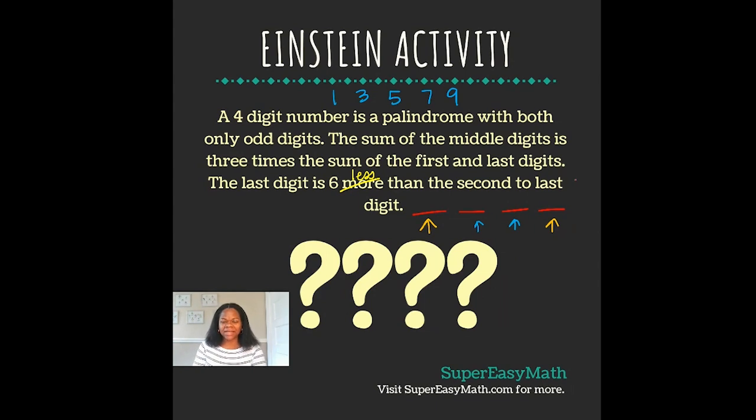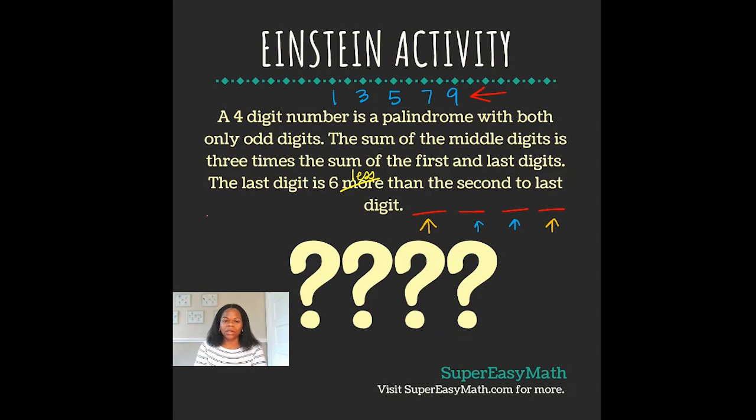It says the last digit is 6 less than the second to last digit. So of my odd numbers, I'm going to figure out which 2 numbers are exactly 6 away from each other. So I can see that could either be a combination of the 1 and the 7, or it could be a combination of the 3 and the 9. Because the problem tells us that the sum of the middle digits is 3 times the sum of the first and last digits, this will help me narrow it down when I know the 2 combinations it could be.